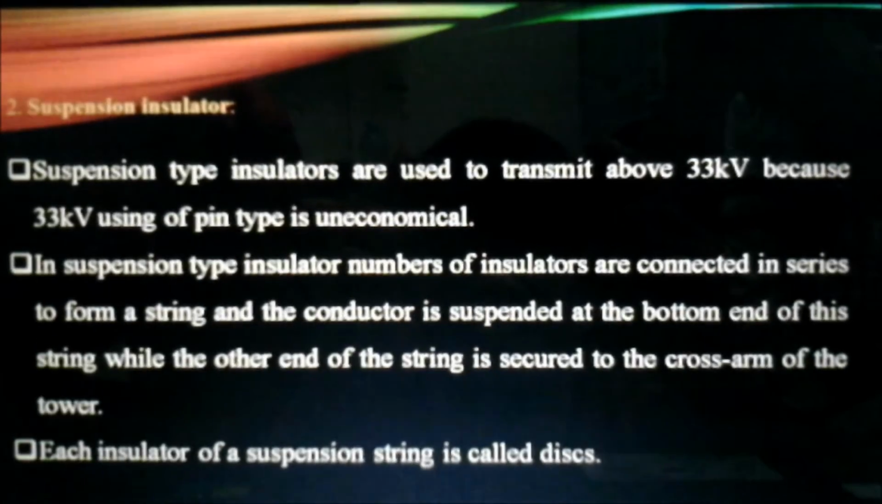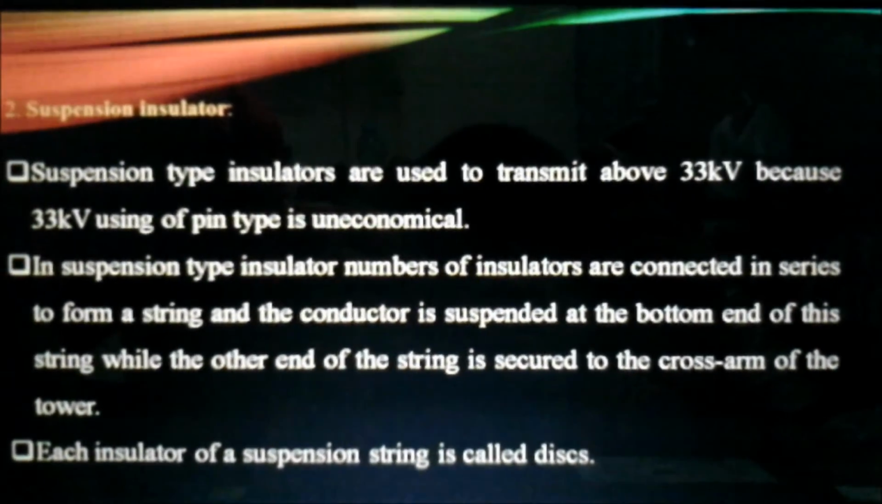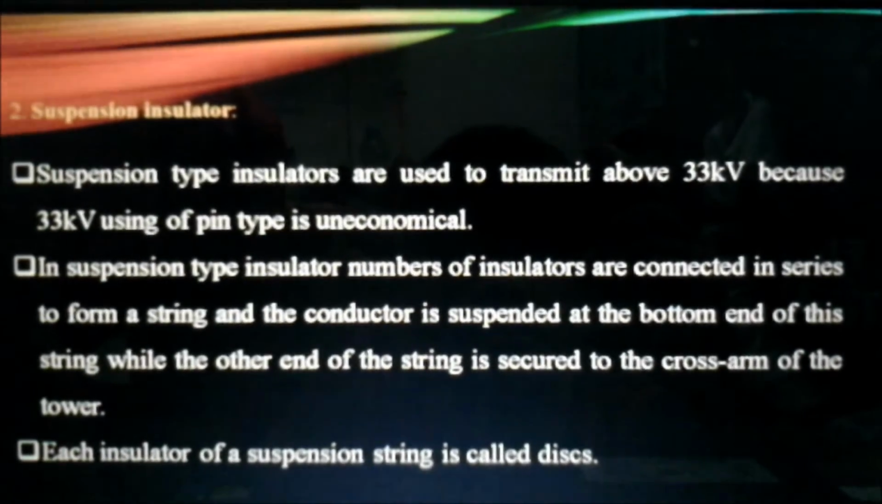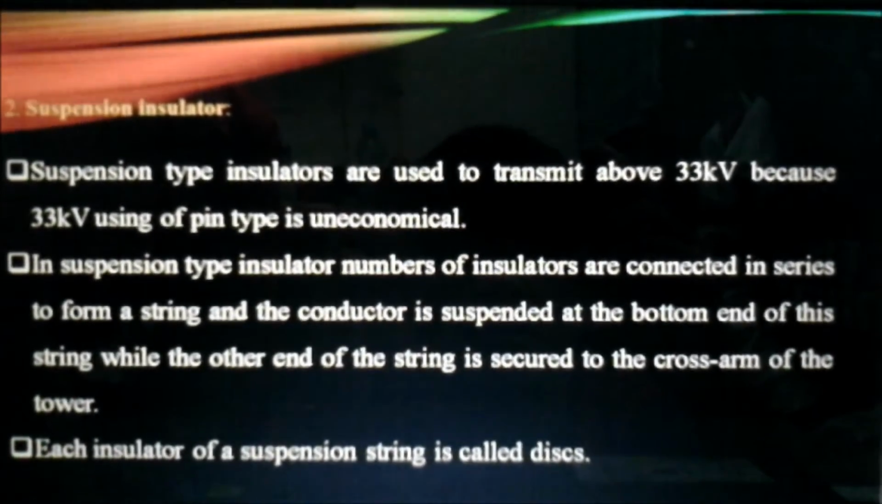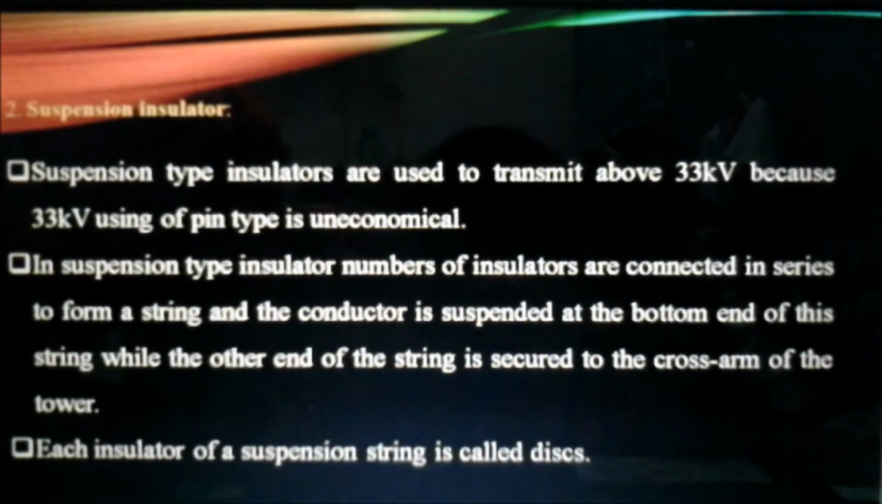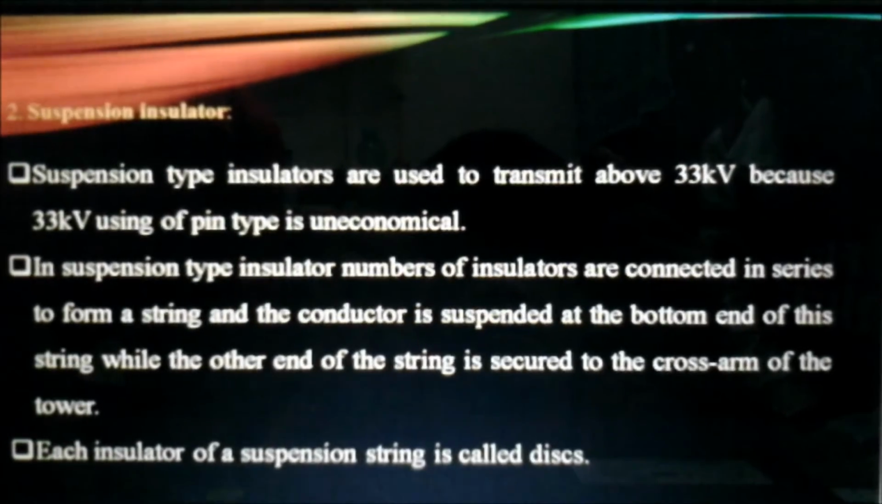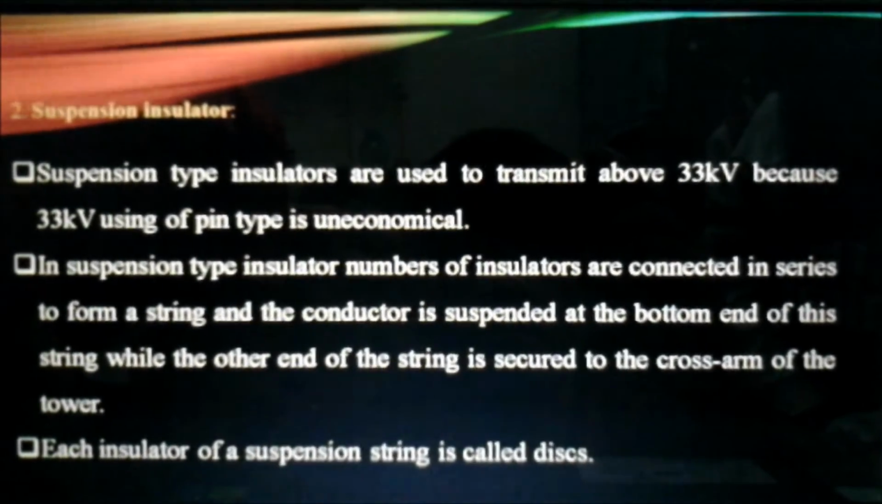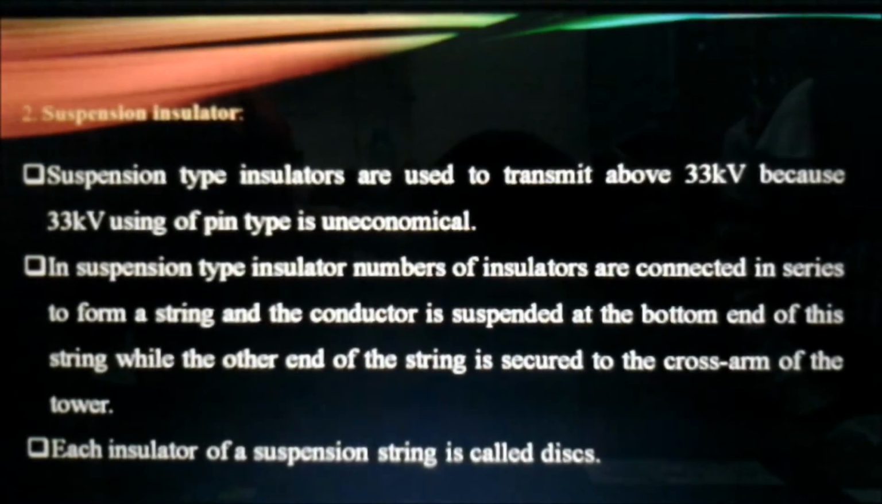In a suspension type insulator, a number of insulators are connected in series to form a string and the conductor is suspended at the bottom end of this string, while the other end of the string is secured to the cross arm of the tower. Each insulator of a suspension string is called a disc.